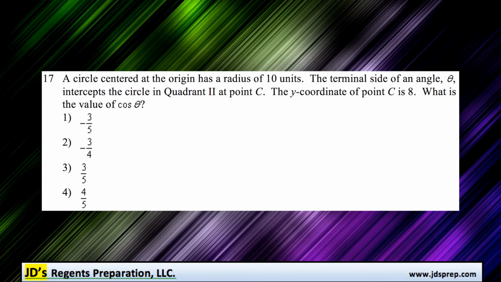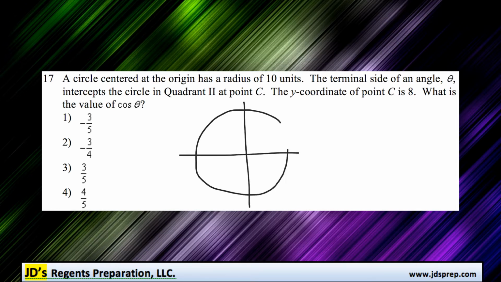This is problem number 17 from the June 2016 Algebra 2 exam. So we're told that a circle centered at the origin has a radius of 10 units. So let's try to visualize that right now. So we know that this is a radius of 10 units, so we know that has a y value of 10, this is an x value of 10, negative 10's over here, and so on.